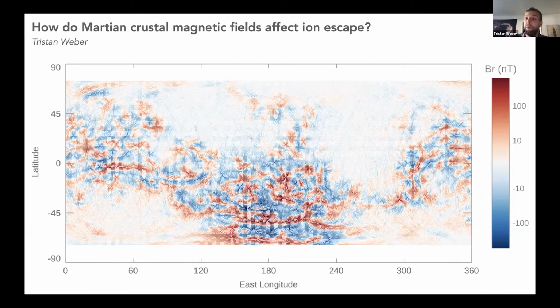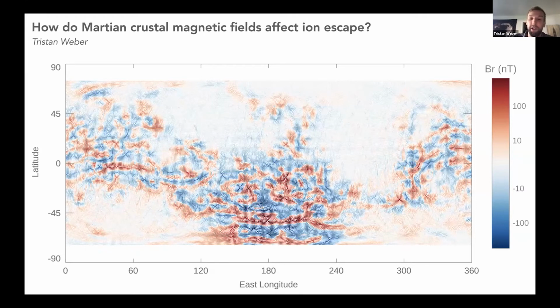If you're not familiar with the crustal magnetic fields of Mars, these are remnant fields that are locked into the planet's crust from long ago when Mars used to have a dynamo. And what I'm showing here is a map of where those fields are located across the planet's surface. It's not in a uniform spread. They're scattered across the surface.